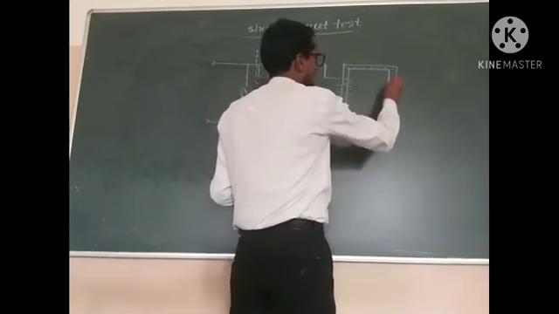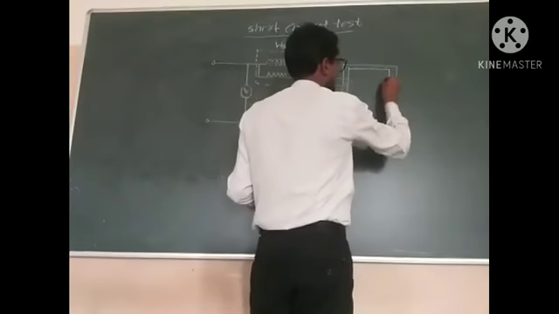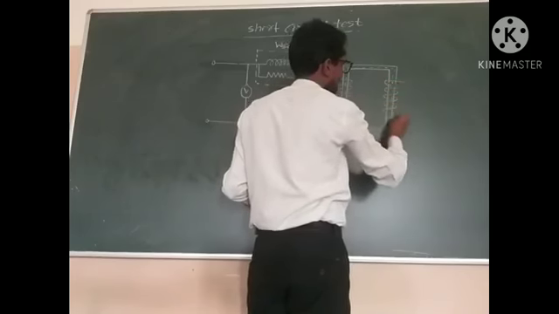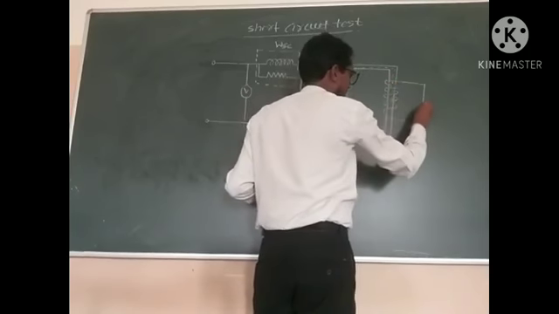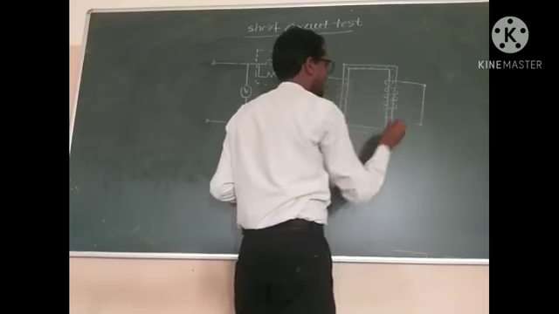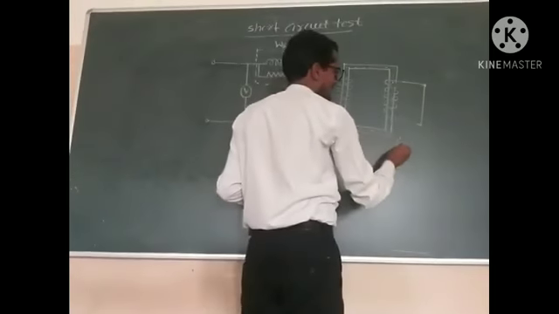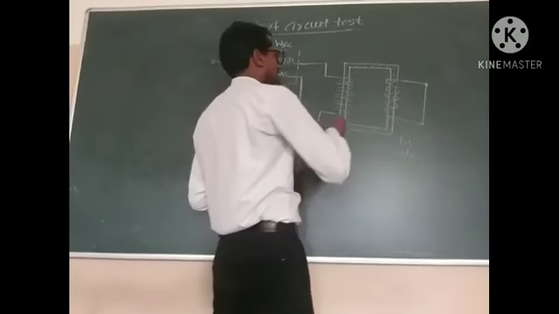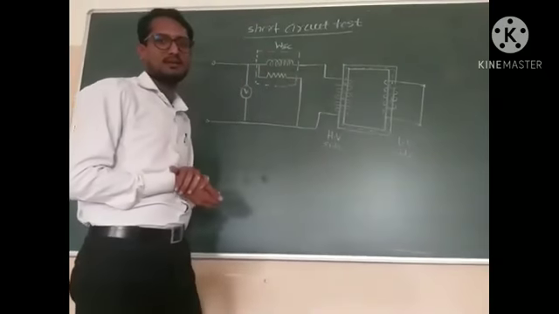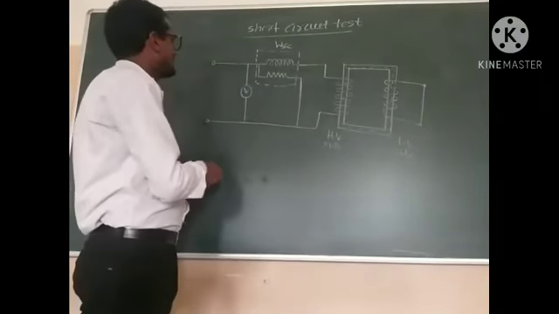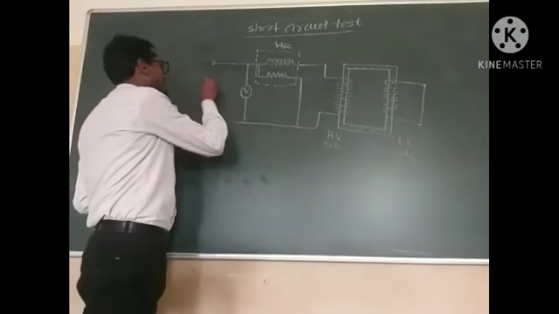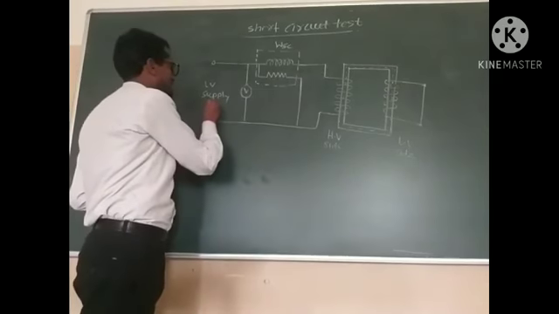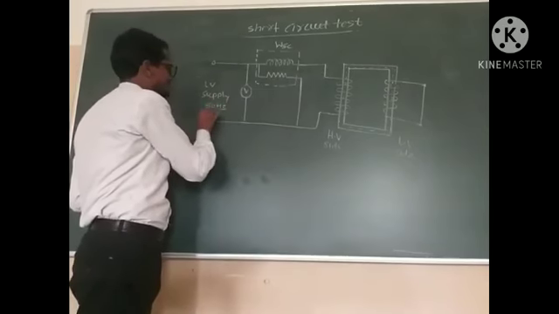After that we have to connect the low voltage side of the transformer, and we short the low voltage side of the transformer. This is the LV side of the transformer. So this is the circuit diagram of the short circuit test. What we connect here is a low voltage supply to the primary of the transformer with 50 Hz constant frequency.